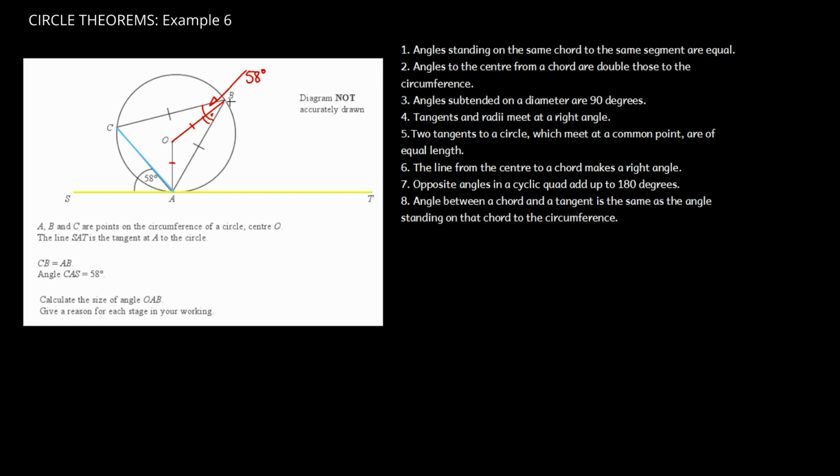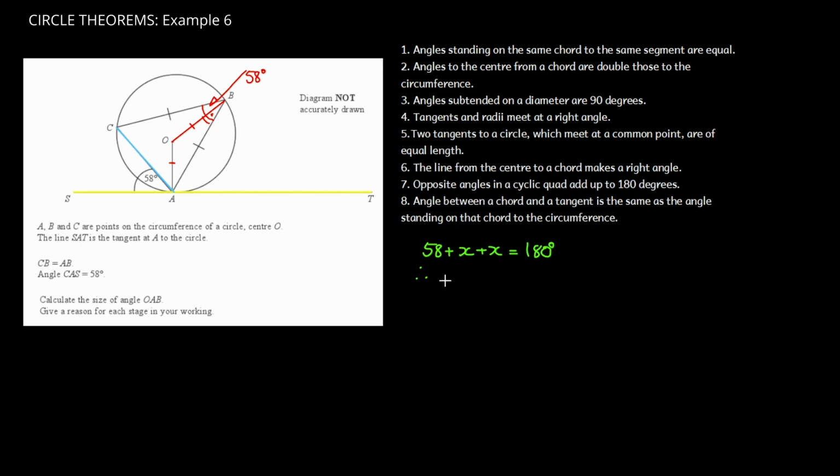Now notice what they've also told us is that CB is equal to AB. So this forms an isosceles triangle with 58 degrees at the top. And the angles in that triangle will, of course, add up to 180 degrees. So we can say that 58 plus x plus x, the angles at the bottom here being equal because it's an isosceles triangle, must equal 180 degrees.